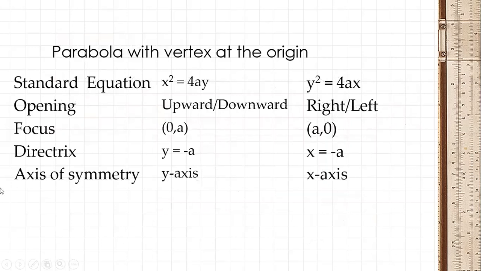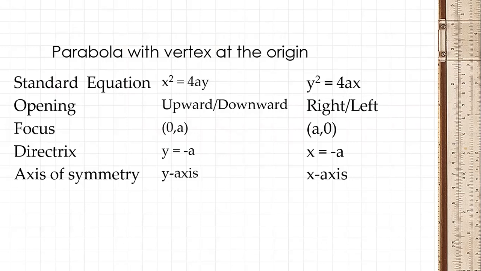Parabola with vertex at the origin, we have a standard equation: x squared is equal to 4ay if the opening of the parabola is upward or downward, and then y squared is equal to 4ax if the opening would be at the right or left. Again, upward or downward, x squared is equal to 4ay, and y squared is equal to 4ax for left or right.